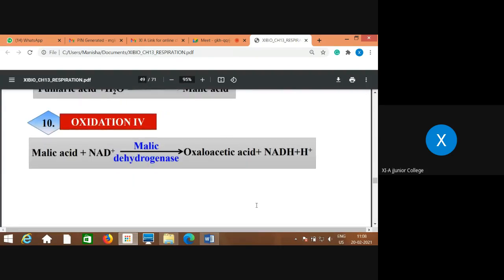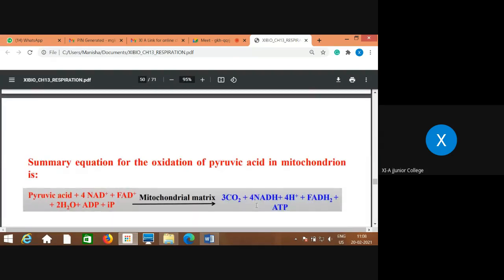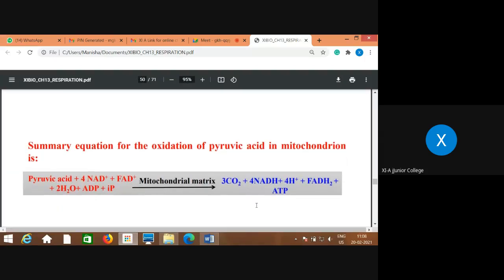So total 10 steps are shown in this reaction, and the overall reaction for this Krebs cycle is this pyruvic acid in the mitochondrial matrix, 4 NAD plus FAD plus 2 molecules of addition of water, and that ADP plus IP, that means GDP plus IP, that is forming GTP, immediately converting into ATP. So 3 carbon dioxide molecules are released. So 3 times decarboxylation is taking place.